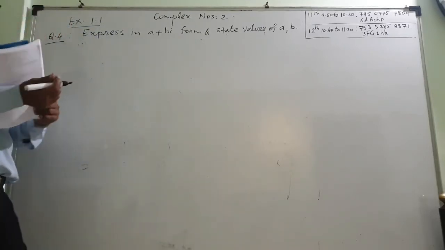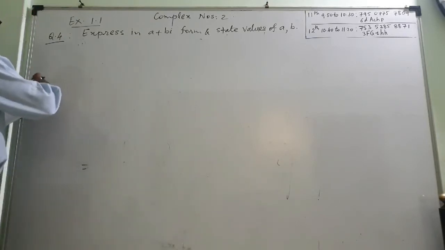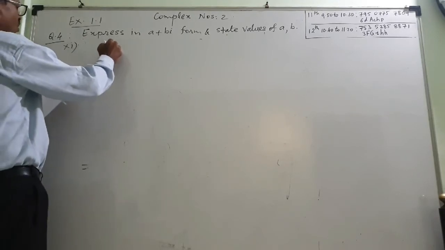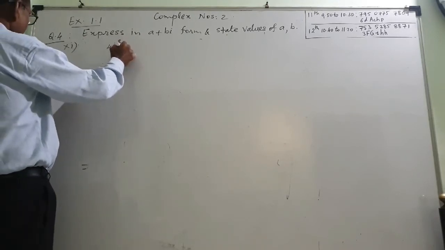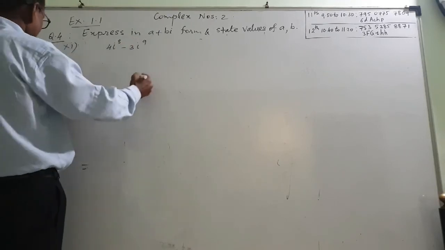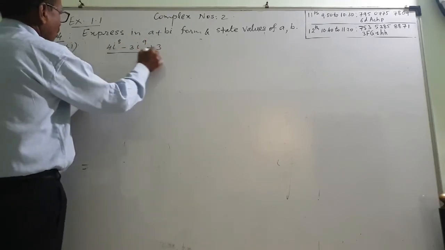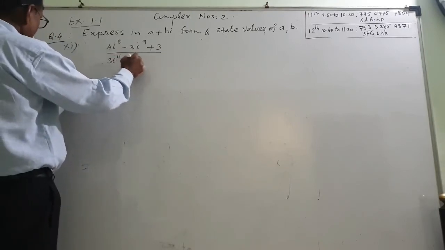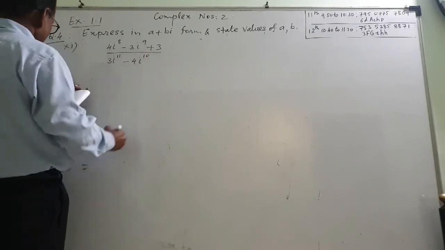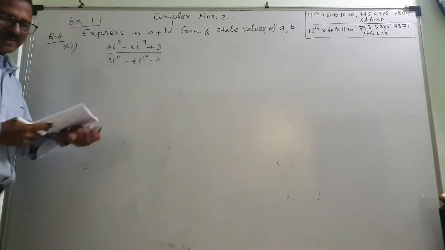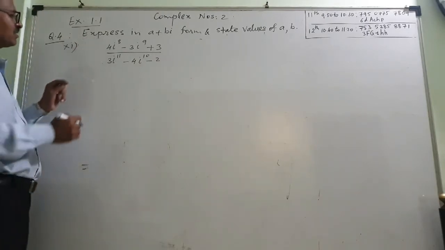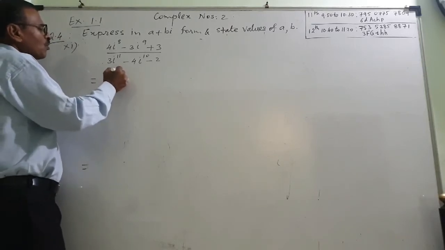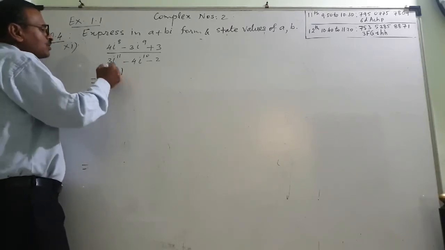The 11th sum I will do. The 11th sum is 4i raised to 8 minus 3i raised to 9 plus 3 upon 3i raised to 11 minus 4i raised to 10 and minus 2. This I have to split in terms of i square. So I will write it as 4 into i square raised to 4.